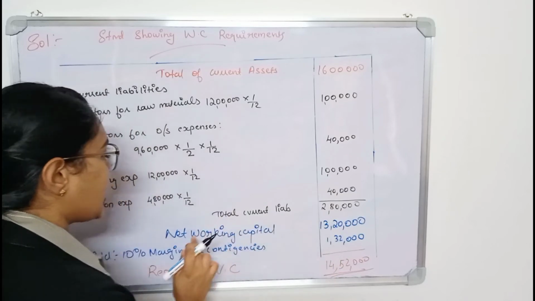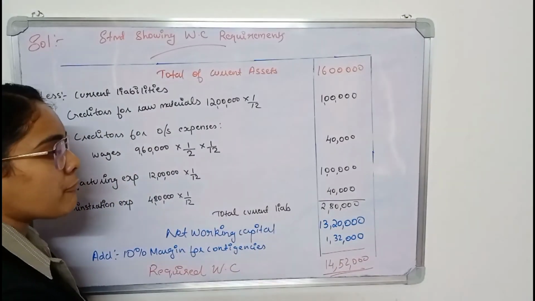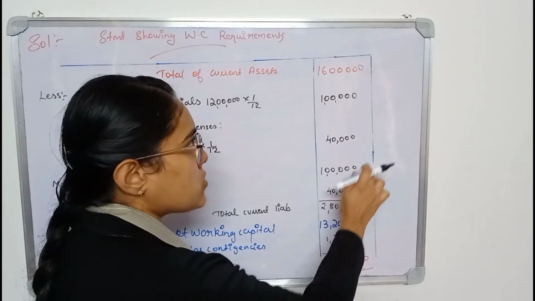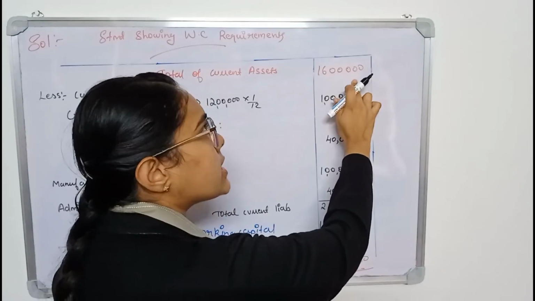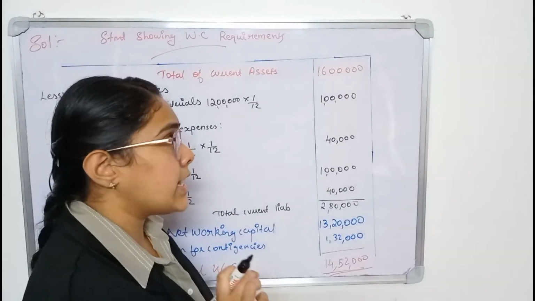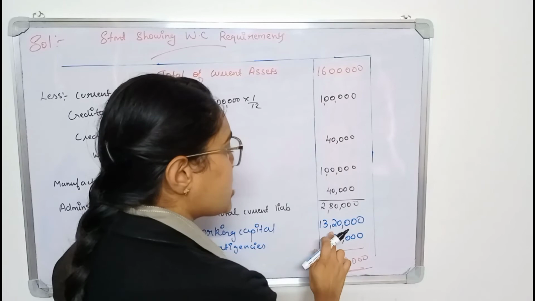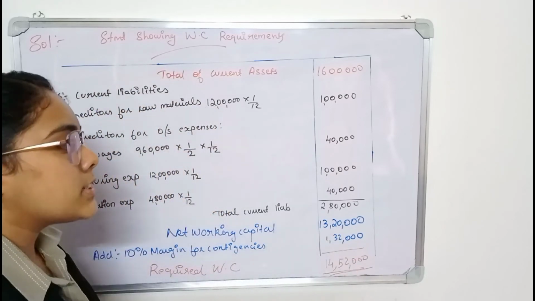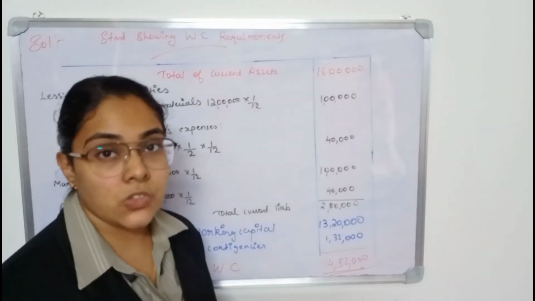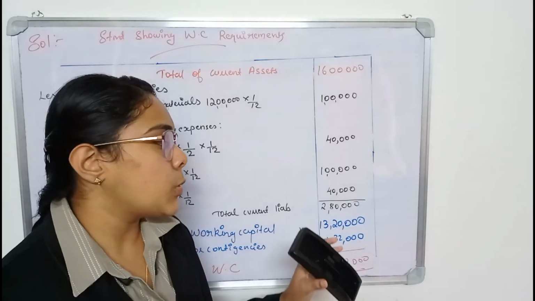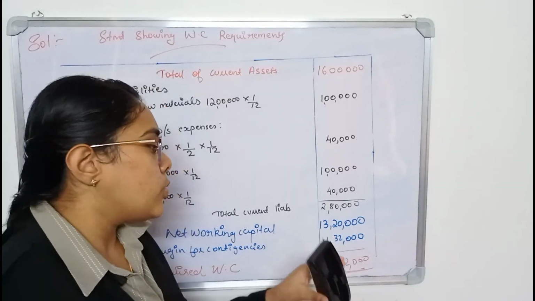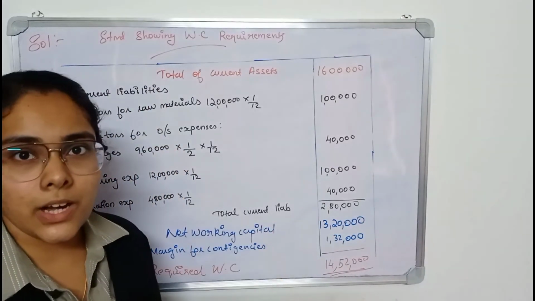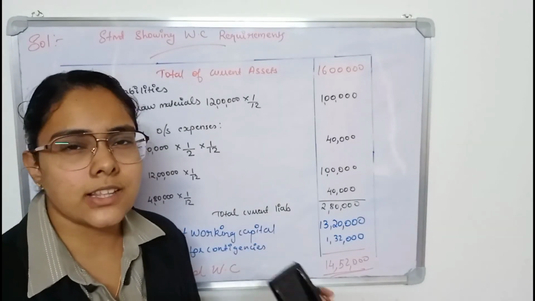So for calculating net working capital, you have to deduct this 2,80,000 rupees from your total of current assets, which is 16 lakh. When you deduct that, you will get a total of 13 lakh 20,000 as your net working capital. The question is not complete. You were asked to keep a 10% margin for contingencies. It is like a provision.